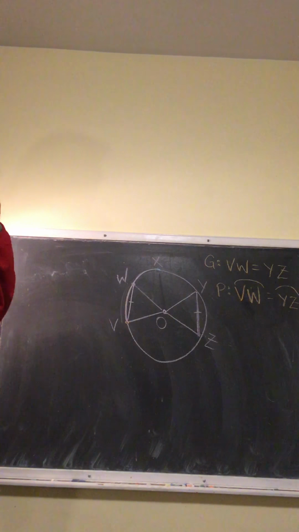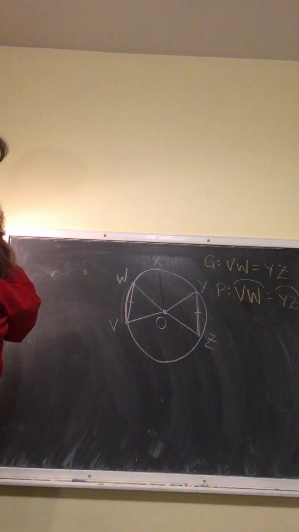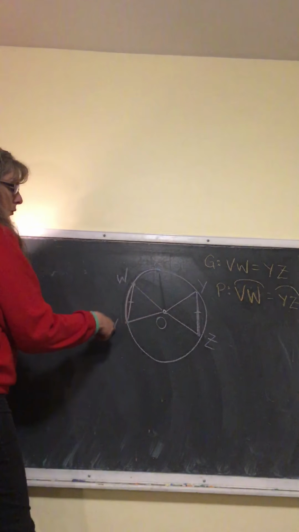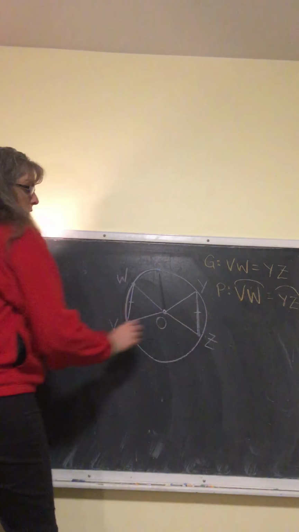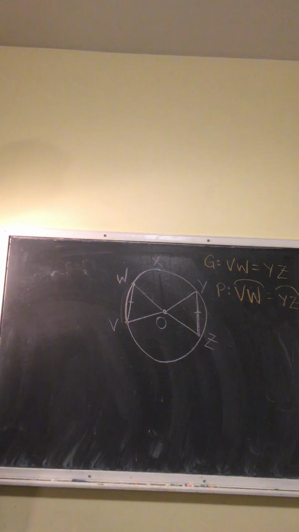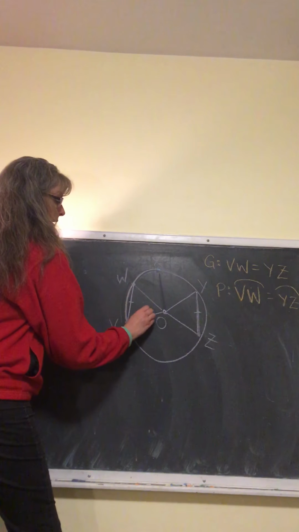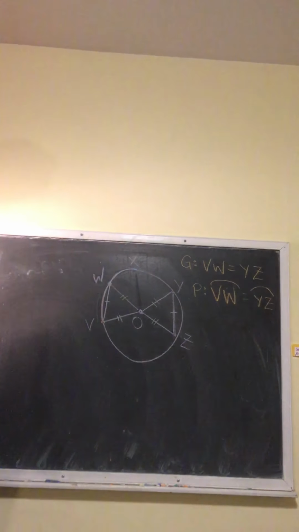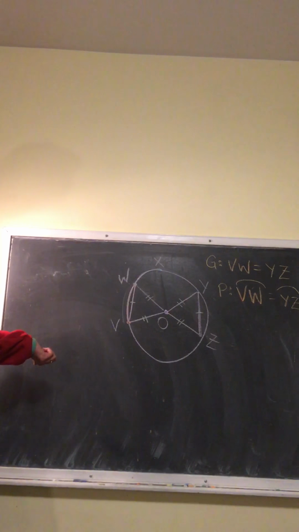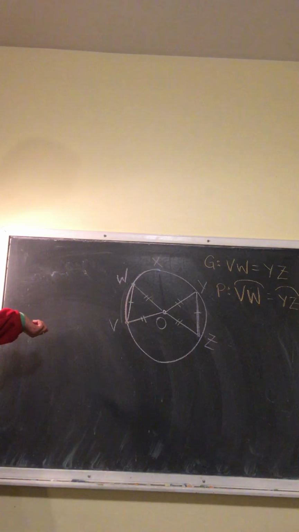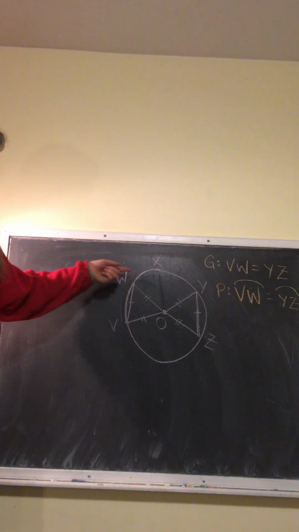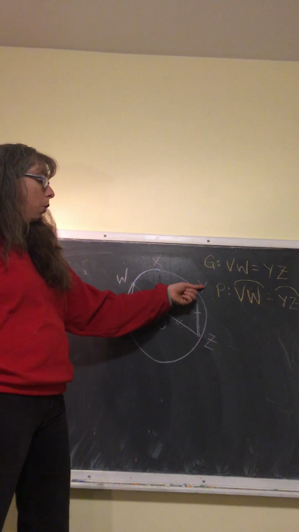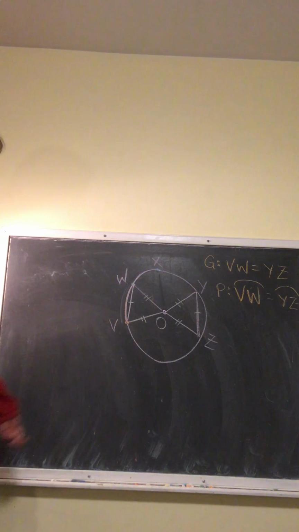Good. All right, what else do I know about anything in this circle? Well, you probably noticed that I've got a bunch of radii, right? OV, OW, OY, and OZ. What is true about the radii of a circle? Well, they are all equal to each other. So OV equals OW equals OY equals OZ. In this case, what do you notice now about my triangles? Okay, we have triangle OWV is congruent to triangle OYZ because of side, side, side. Hooray!